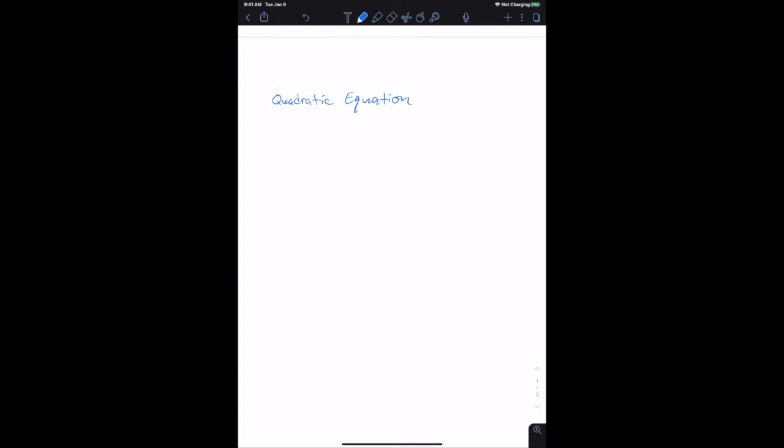We start with this idea of something called the quadratic equation. This is an equation, so there's an equal sign in here. And we're talking about a times x squared plus b times x plus c is equal to 0. So this is the quadratic equation with coefficients a, b, and c.